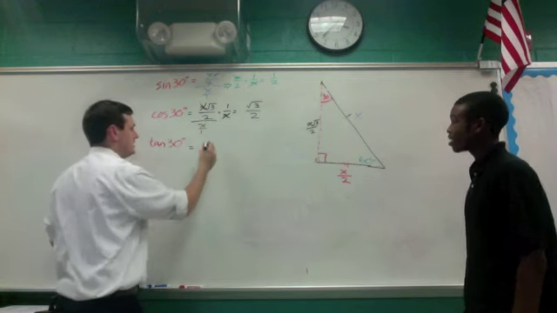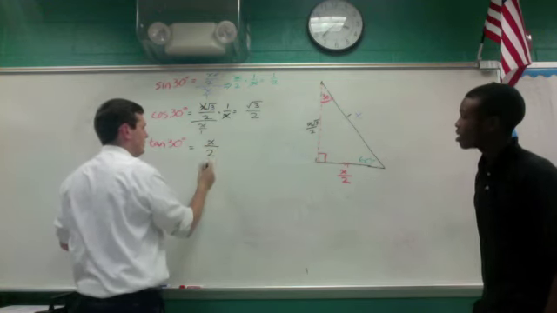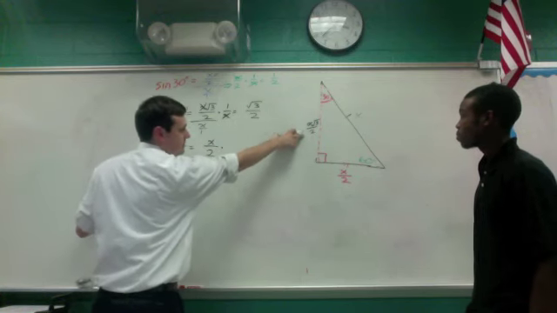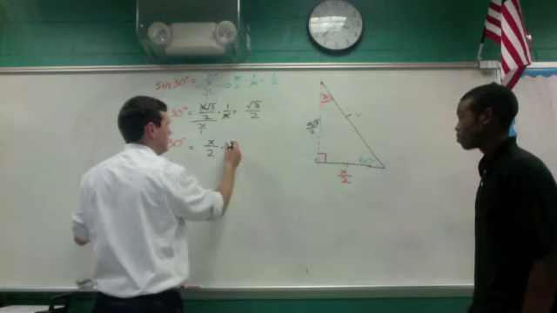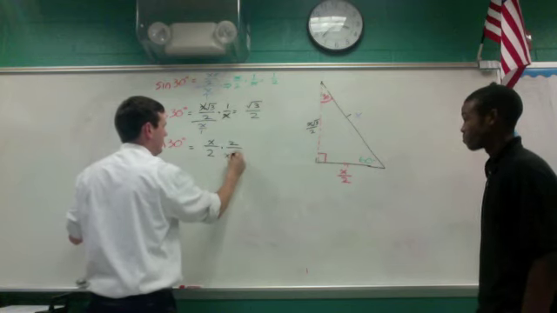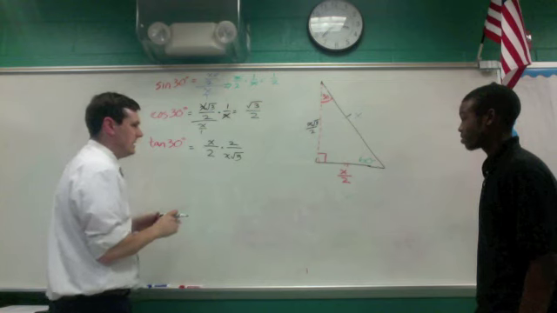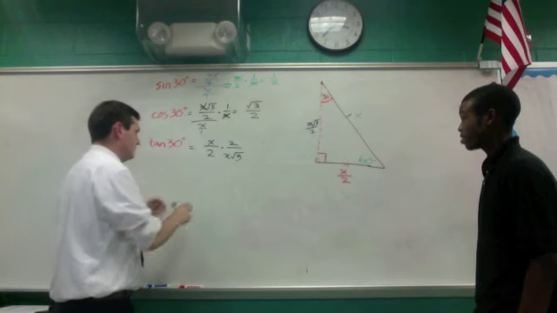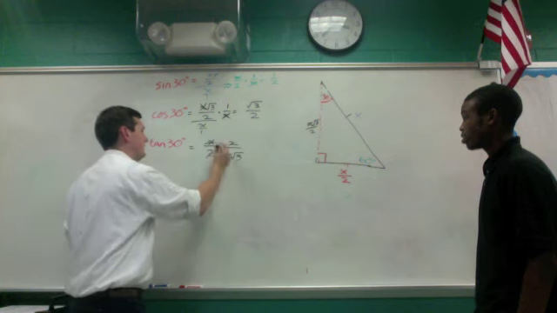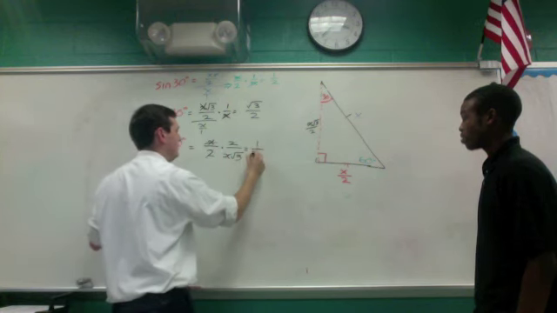That's opposite over adjacent, so that's x over 2. I'm just going to skip the dividing step and do times the reciprocal of the adjacent side. So that's going to be 2 over x root 3. What can I cross out now? x and x. What else? 2 and 2. So we have 1 over root 3.